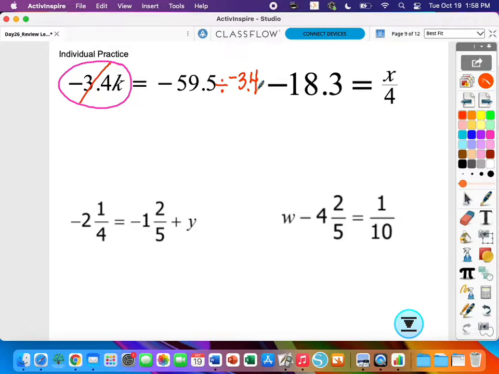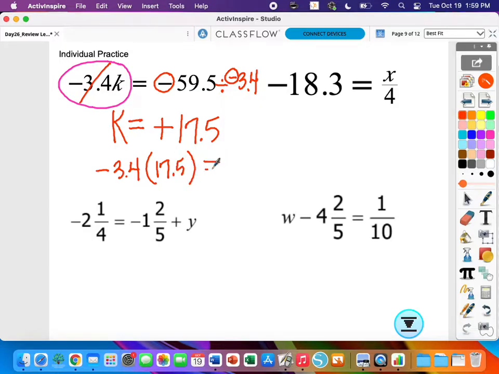So when we do it in our calculator, and we can do it in our calculator because it's decimals, make sure you put in your negatives. A negative divided by a negative is going to be a positive. 59.5 divided by 3.4 is 17.5. And this is going to be k equals 17.5. Now I'm going to double check this. I'm going to put negative 3.4 times 17.5 in my calculator, and it ends up that I have negative 59.5. So what I did is I just substituted it in, and I checked it. And when I got my answer, it equals the same total that I started out with in my problem, so I know it's correct.